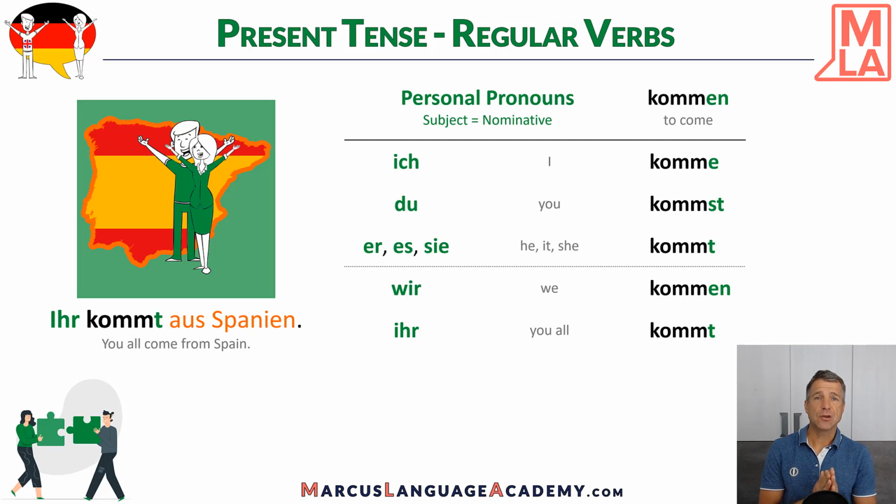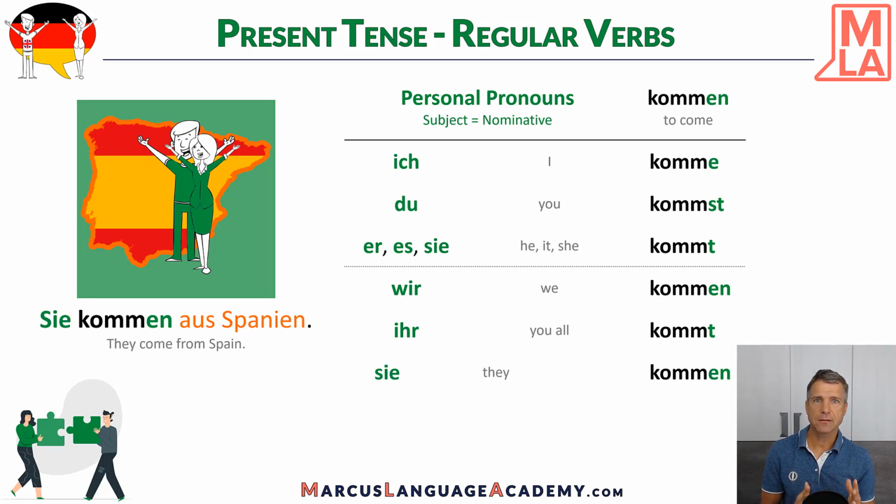When you want to say you, but you all, you guys, in German we use ihr. And the ending here is again a t. Ihr kommt. Ihr kommt aus Spanien. You all come from Spain. And then we have they. It's also sie, but here we add again en. Sie kommen aus Spanien.